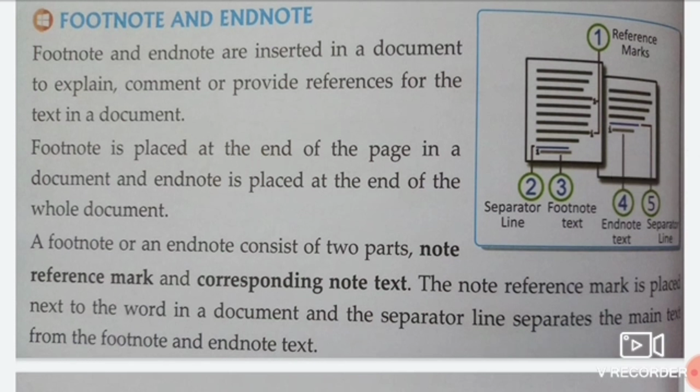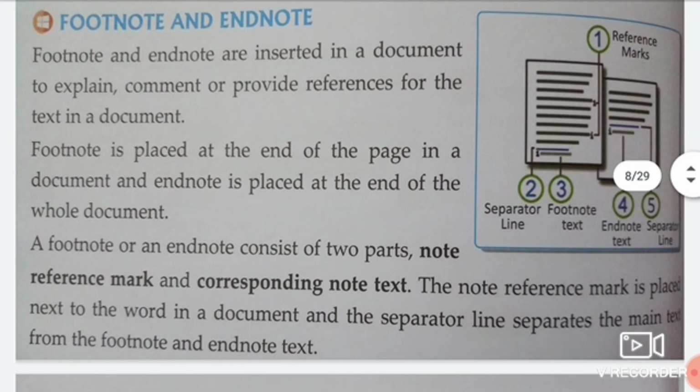Footnote and endnote. Footnote and endnote are inserted in a document to explain a comment or provide a reference for the text in a document. Footnote is placed at the end of the page in a document, and endnote is placed at the end of the whole document. Now you just see what is the difference between the footnote and endnote. Footnote appears at the end of the page, and endnote appears at the end of the document.